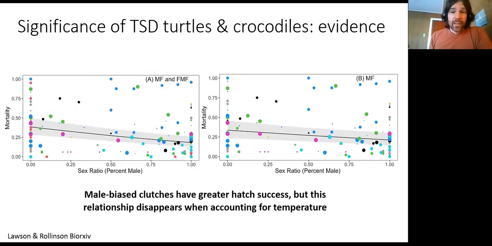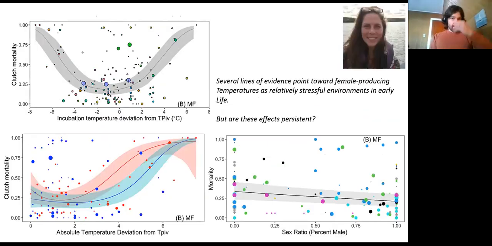The other cool thing about this study is that when you look at the clutch mortality, clutches that are more male biased had higher survival, so lower mortality, than clutches that were female biased, as you'd expect if females are produced under environments that are relatively stressful. And assuming that there's no sex biased mortality within the clutch or something like that, which I don't think is an issue. But when you put sex and temperature into the same model, sex disappears as an explanatory variable, and it's just temperature doing the explaining, which is what you'd predict under our hypothesis. Okay, so we have here several lines of evidence that point towards female producing temperatures being relatively stressful.